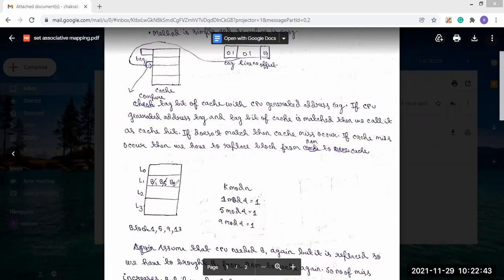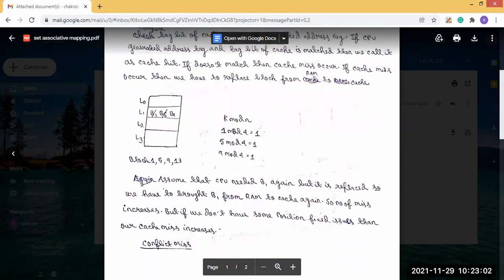And now assume that the CPU needed B1 again. But why is B1 not present in the cache at that particular moment? Because it was replaced. So we have to bring that B1 from the RAM again, and so the number of misses increases.